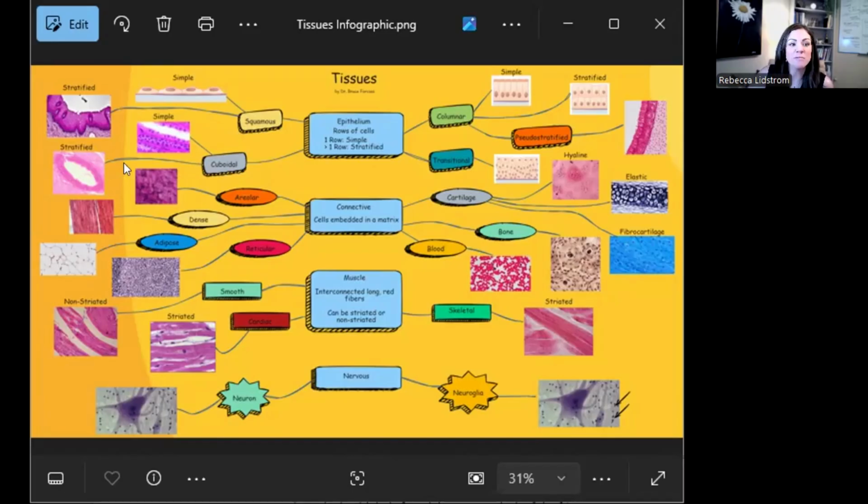The next one is going to be columnar. And so that's up over here. You see columnar. And columnar cells are going to be shaped like a column, so they're kind of tall. We often find microvilli in here. And these are like finger-like projections that are going to increase the surface area.